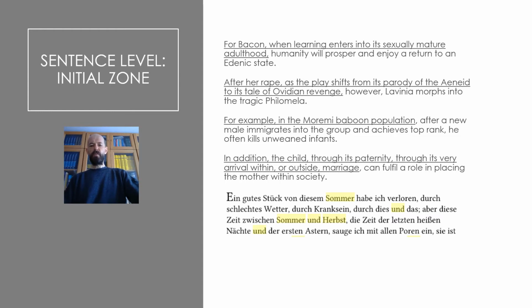So my suggestion would be to insert a new object that summarizes the content of the previous noun phrase, the preceding noun phrase. This time between summer and autumn, when the nights are still warm and the first asters appear, this glorious season I draw in deeply with every breath, or I breathe in with every pore of my body, or I soak up through every pore of my skin.